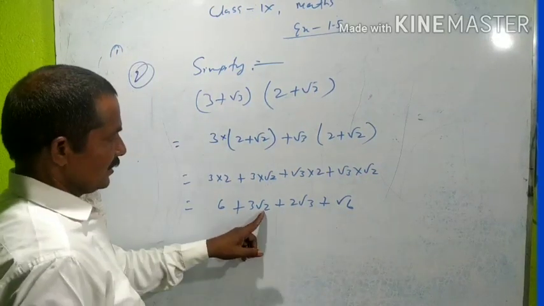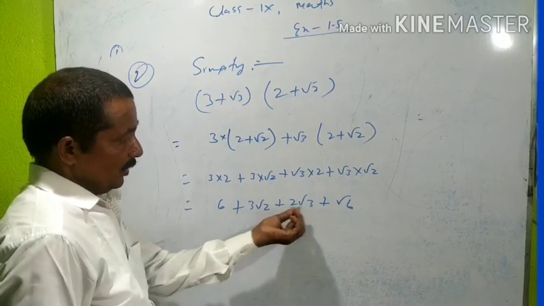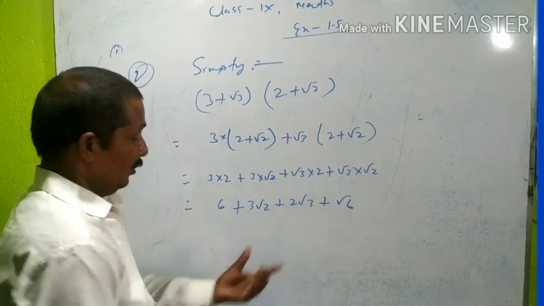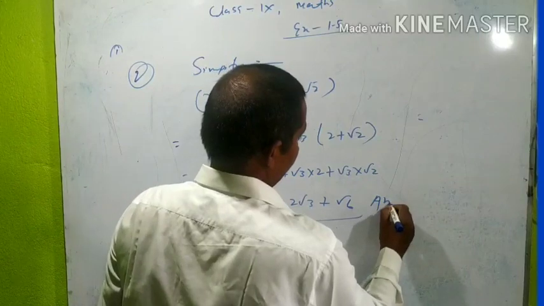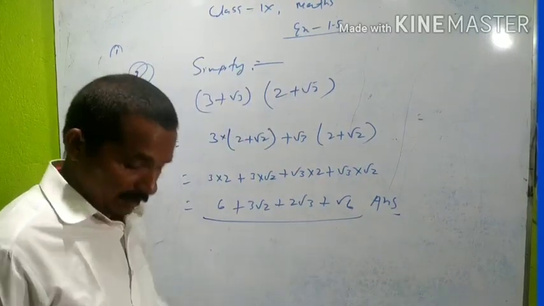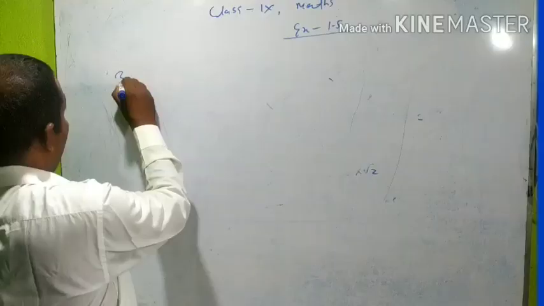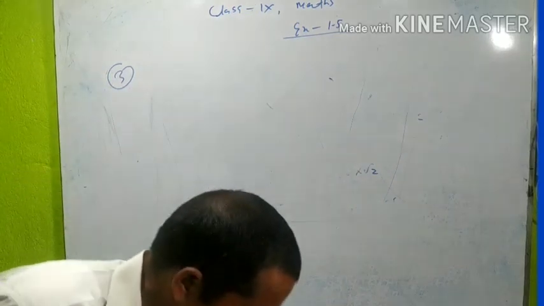I think here is a rational number. Here is root 2, here root 3. So they also can't be added now. So this is the result. Look here. Question number 3 is here.